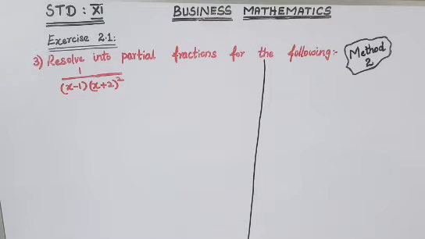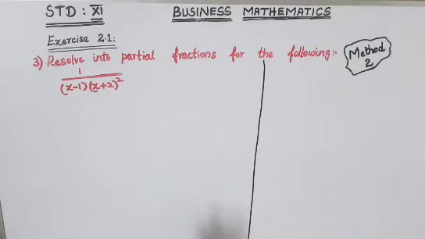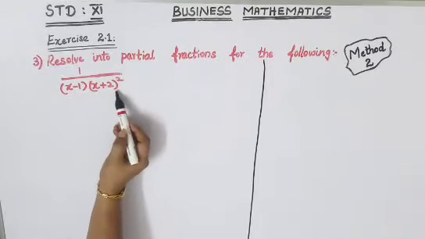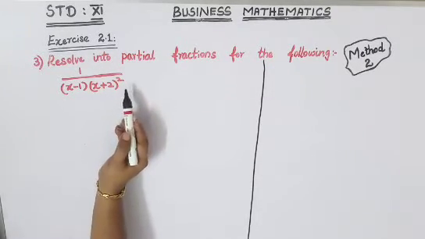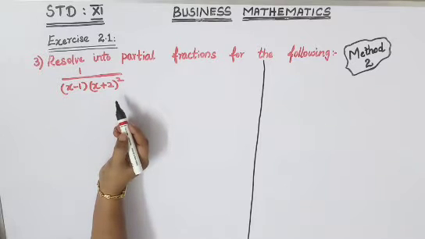So this is method 2, that is, the denominator contains linear factors repeated n times. You can see the factors repeated here. So x plus 2 is repeated twice. Okay, so that is called method 2. It will come under method 2.